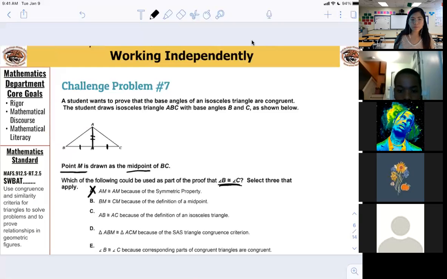Is that true? BM congruent to CM because of the definition of a midpoint. Jalen says that's true. Do we agree?